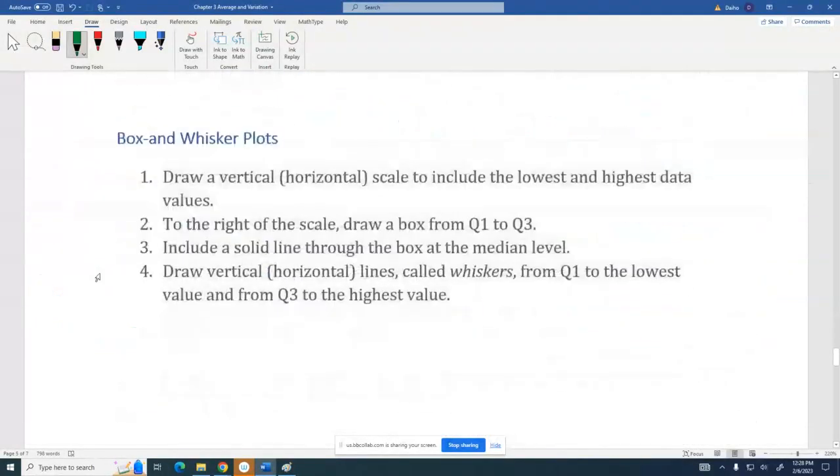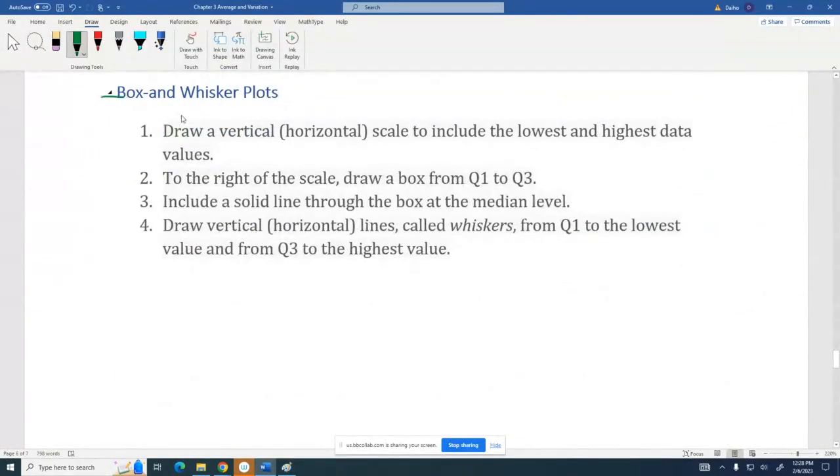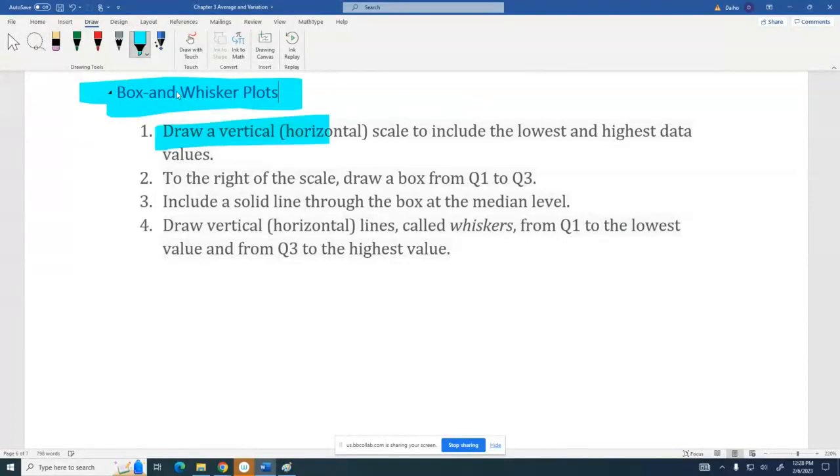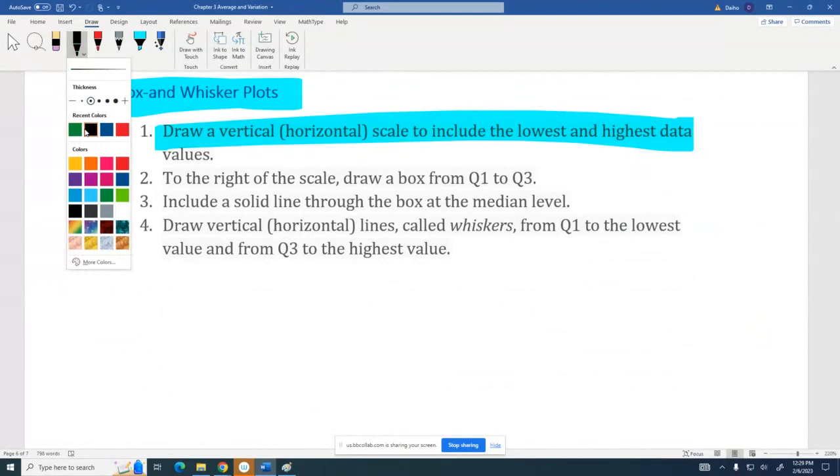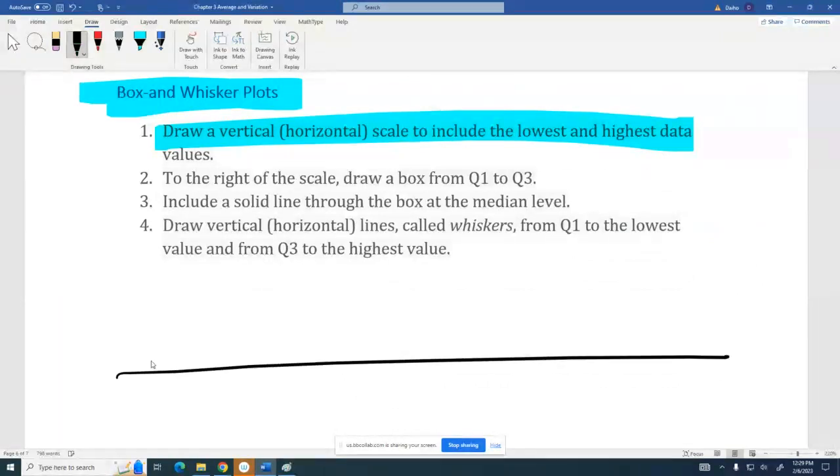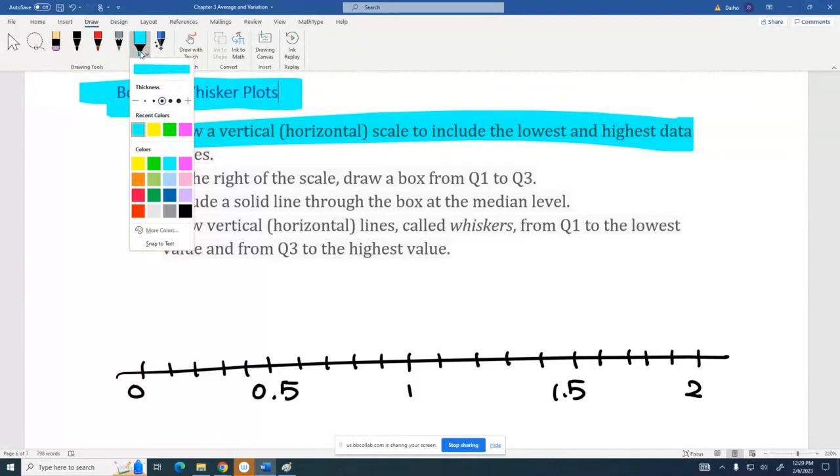Okay, now let me make the box and whisker plot. First of all, we have to make the scale. Can you give me the minimum again? 0.46. Okay, maximum? 1 point something. So let me make a scale from 0, 1, and 2. In the middle, 0.5. In the middle, 1.5. So 1, 2, 3, 4. Make a scale first.